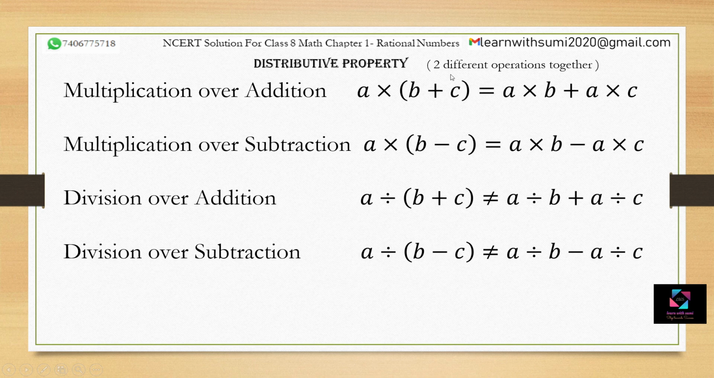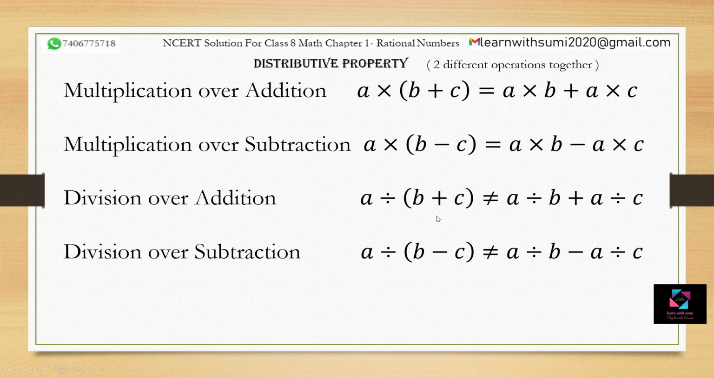You can see we are performing addition as well as multiplication. So we will add b plus c first, then whatever resultant we get, we will multiply with a. Here we will multiply a with b first, a with c, then we will add the resultants. Similarly, we will subtract here, b minus c, then whatever resultant we get, we will multiply with a. Here we will multiply a with b, a with c, then subtract the resultants.